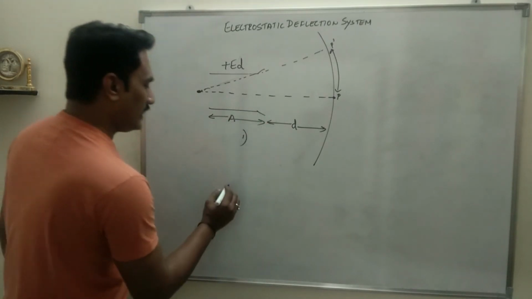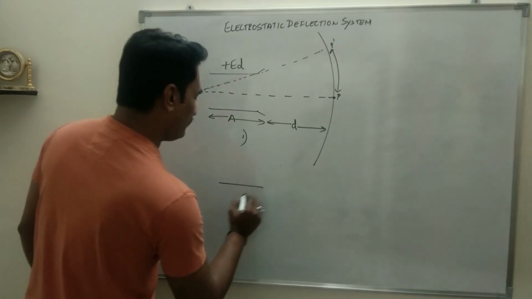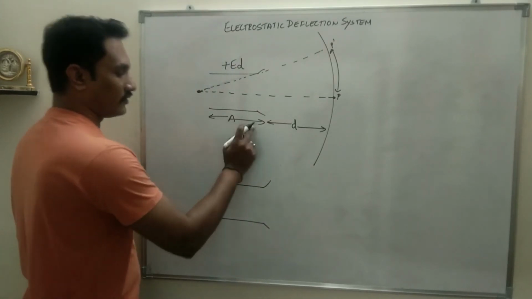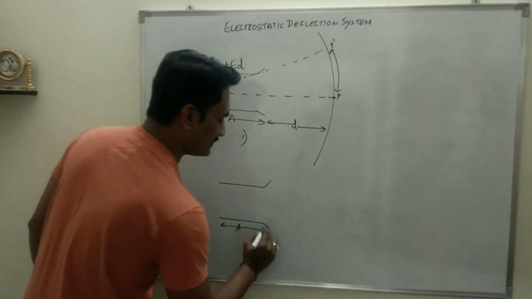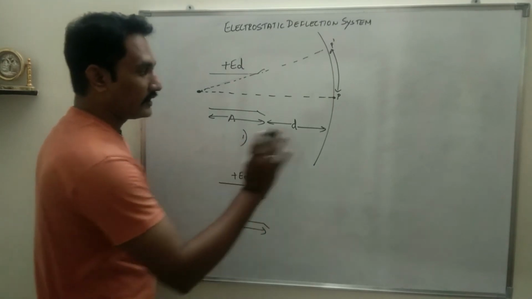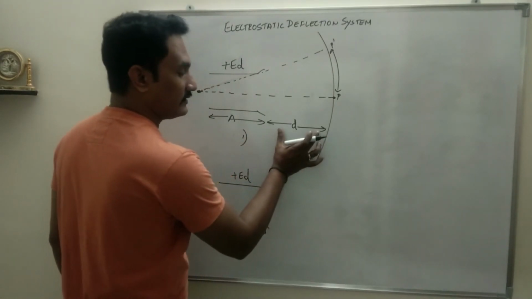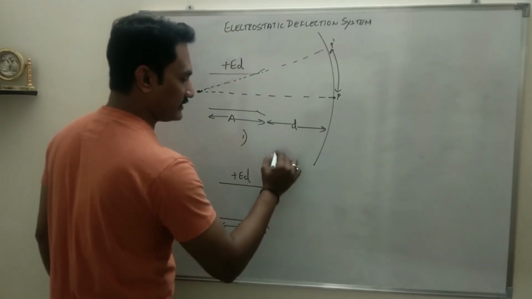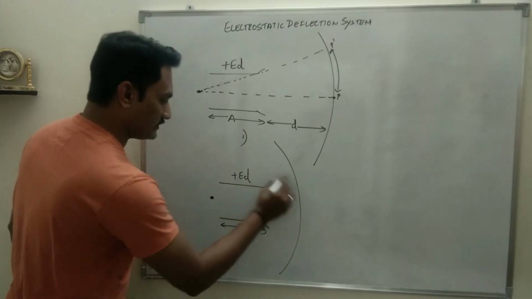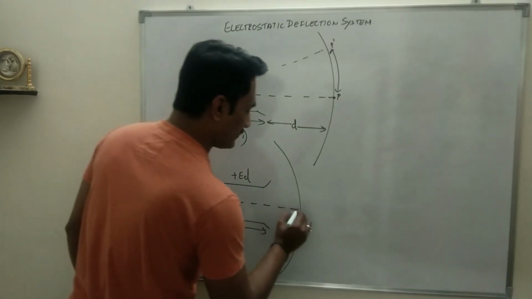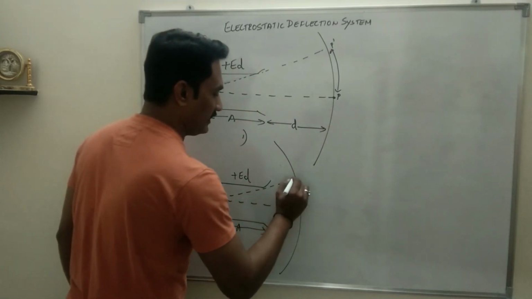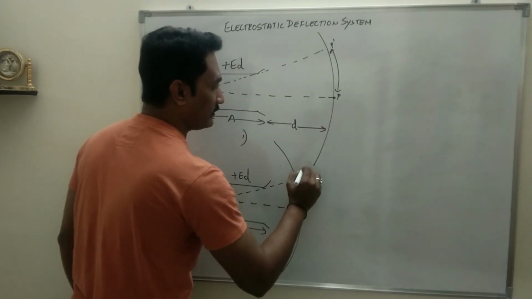Okay, now in the second diagram, I'll keep the area of cross section of the plate the same, and the potential the same, but I will decrease the distance between the plate and the screen. So let's say this is the screen. When no potential is applied, it will go and hit the screen at, say, P, but when potential is applied, it will hit at P double dash.